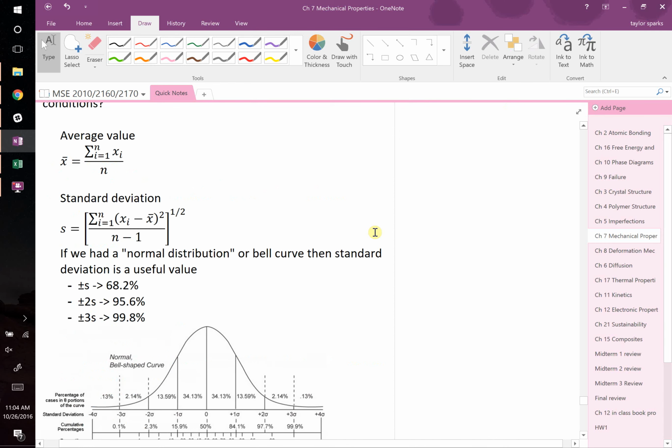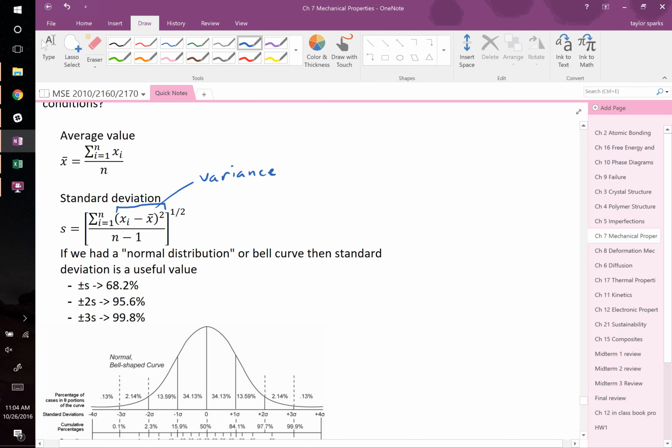So one thing that is commonly reported is standard deviation. Now, standard deviation can be written as, in the numerator here, inside of this square root function, the numerator is the sum of this in parentheses squared. This whole thing right here, that's called the variance.